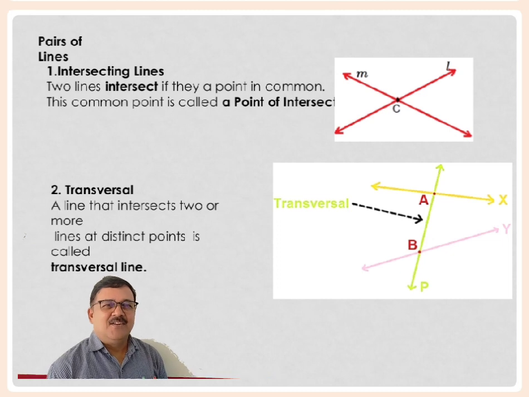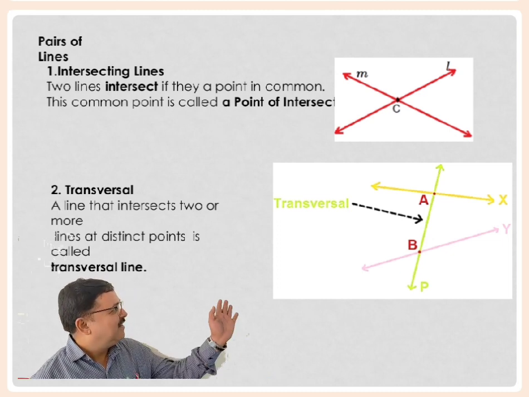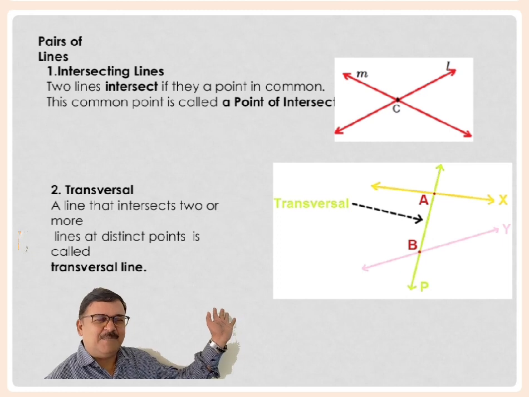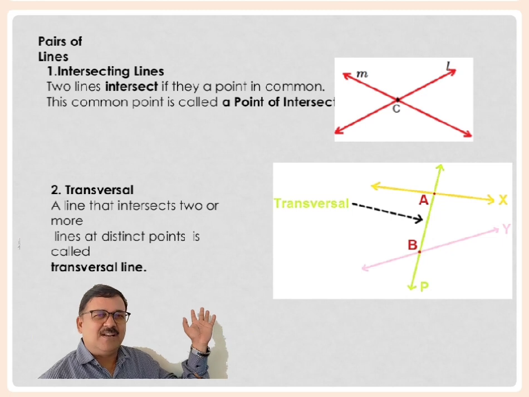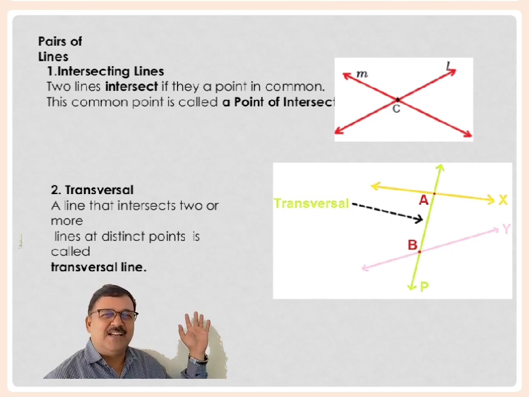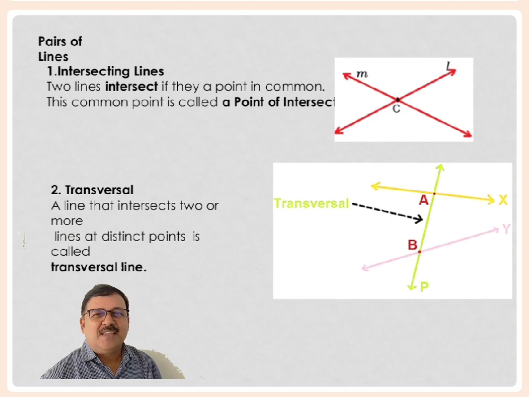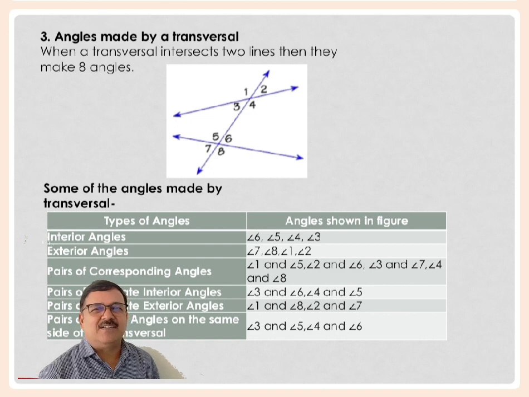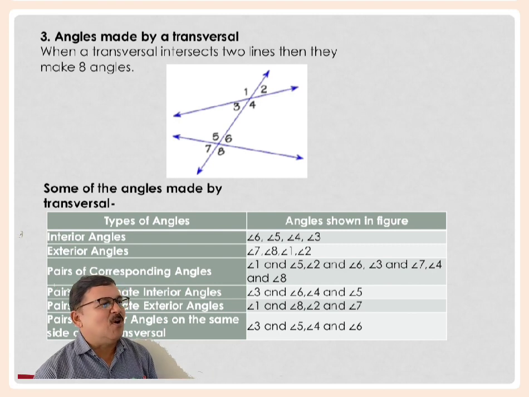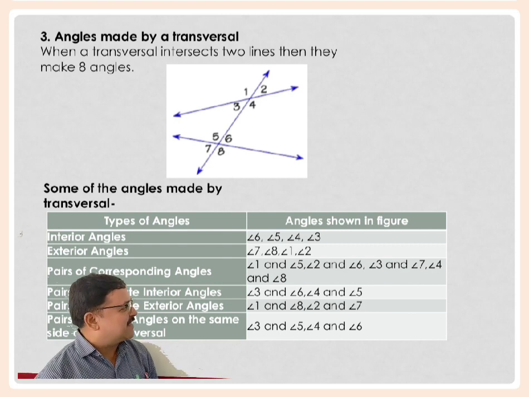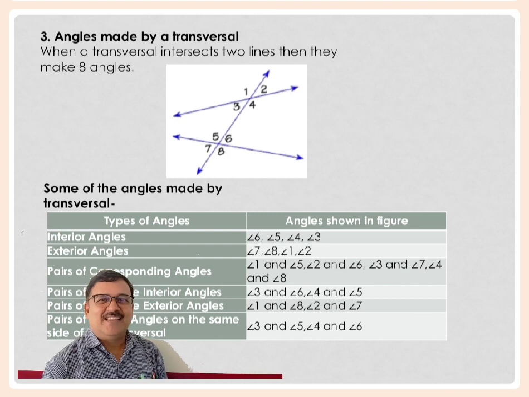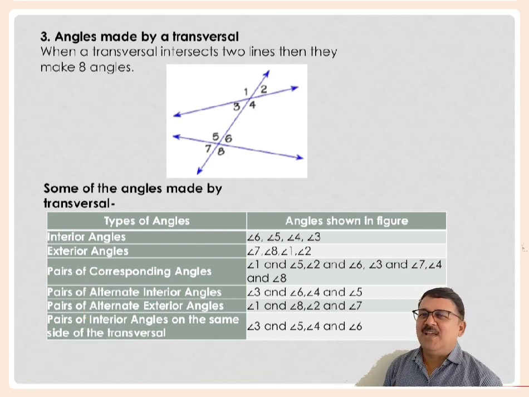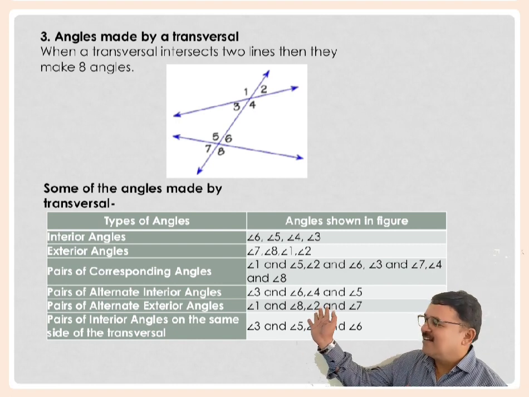Transversal. A line that intersects two or more lines at distinct points is called a transversal line. You might have seen a road crossing two or more roads or a railway line crossing several other lines. These give an idea of transversals. In the figure you can see here, X and Y are two lines. They are intersected by another line P, at two distinct points A and B.